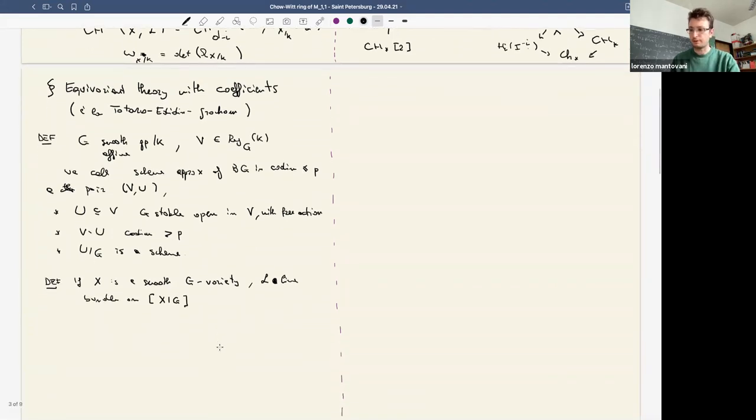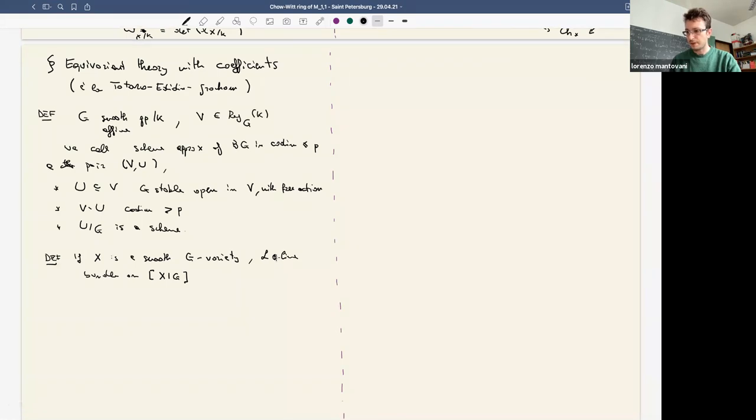Then we can define an equivariant theory just by setting, let's give a name to the star, let's call it P. The equivariant Chow-Witt group P of G, X with coefficients in L to be the Chow-Witt group of codimension P of X cross over G with U, L.